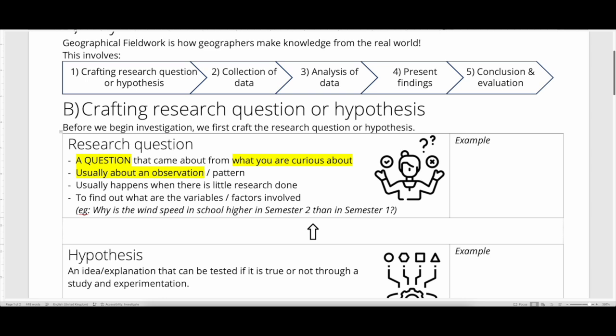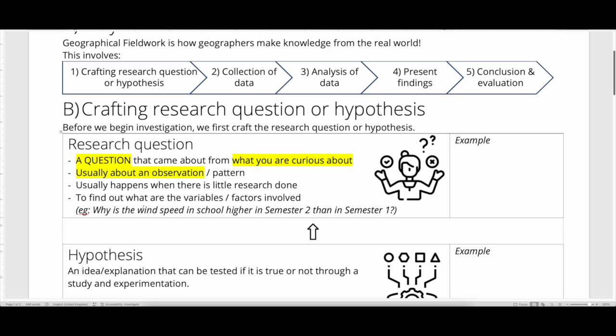So one example of a research question: why is the wind speed in the school higher in semester 2 instead of semester 1? This question would then scope down my research to focus on wind speed, as well as semester 2 and semester 1. Okay, I'll put a pause here.